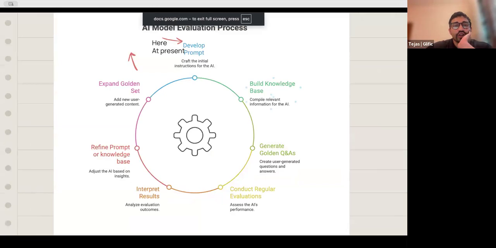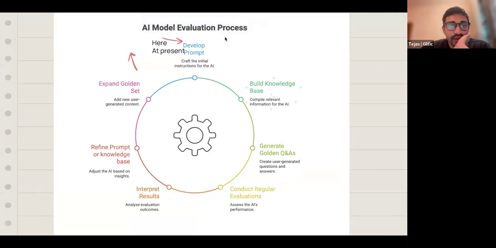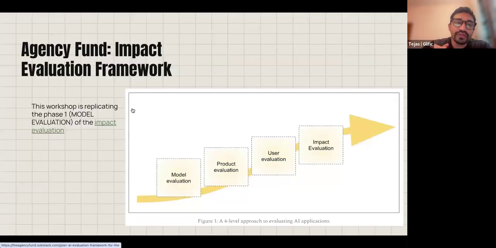If there are any questions or thoughts to share, I'll pause for a second. What I want to share is taken from the Agency Fund's impact evaluation framework. They detail this out at each level in their blog, which we'll share as a resource. This is the first part of what they call impact evaluation for AI products.